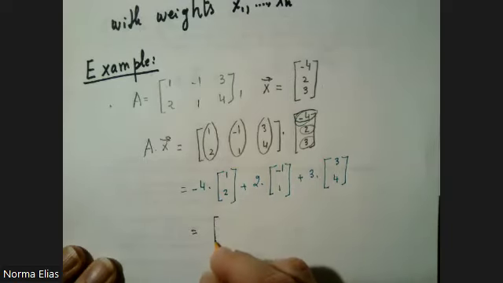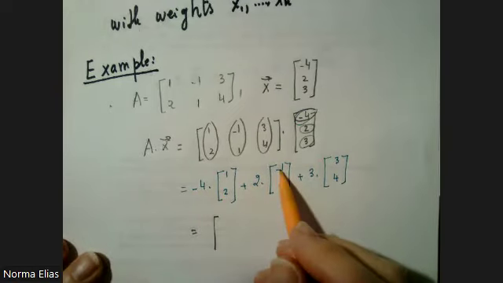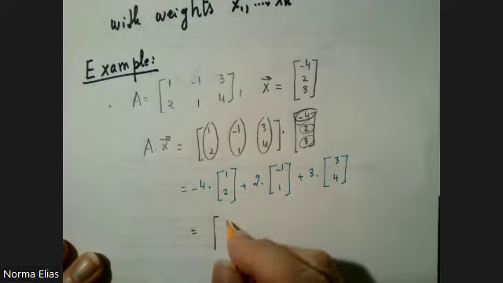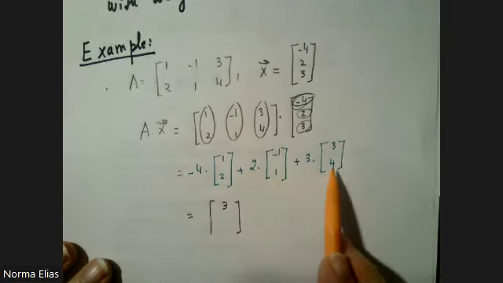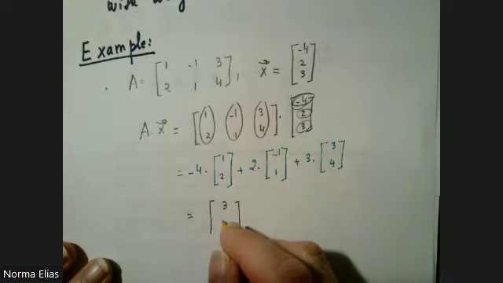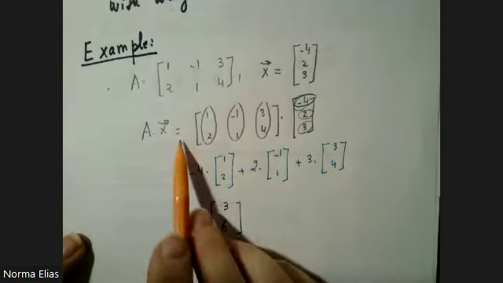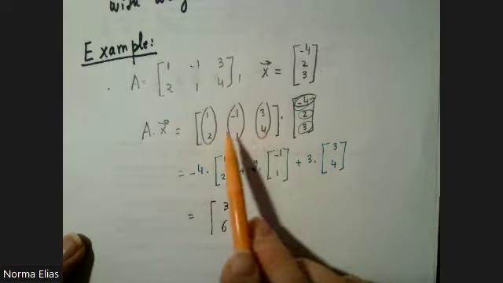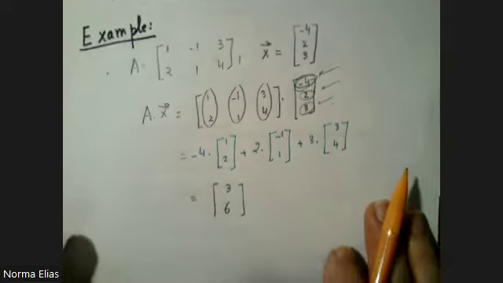Now we can add them. We're creating a new vector, and this is equal to minus 4, minus 2, minus 6, plus 9. That's going to give me a 3 in here. Minus 8 plus 2 minus 6, minus 6 plus 12. This would give me a 6. So that's the definition of A times x: the combination of the columns where those are the weights.